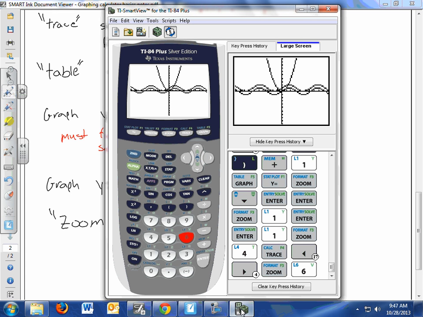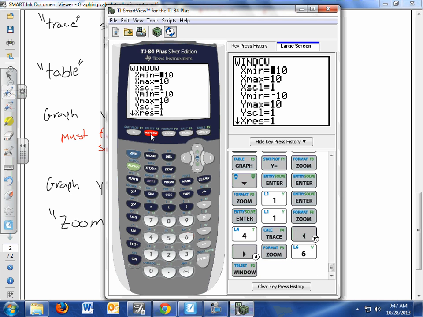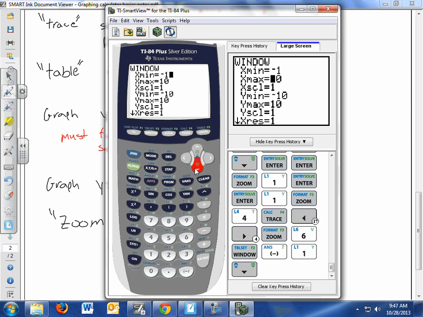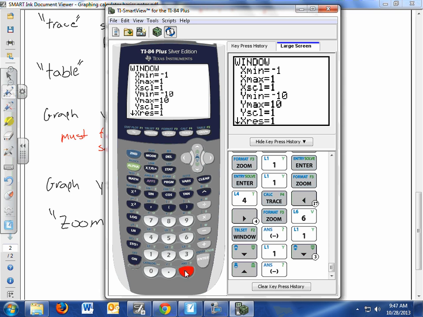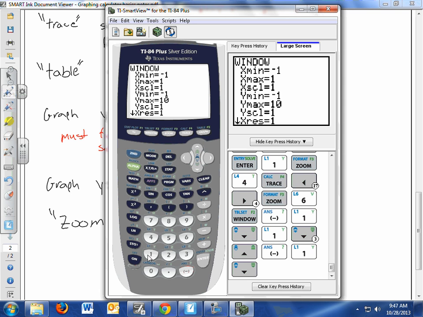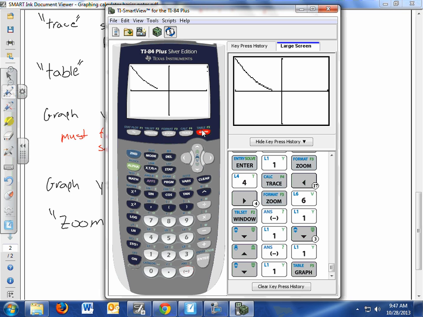Okay, if you ever want to change your window to be specific values, you go to window and you can set it between maybe -1 and 1. That would be your x's, and then your y's can be -1 and 1, and it'll zoom in. It'll be a very narrow window. But if you don't like that, you just go back to zoom standard.